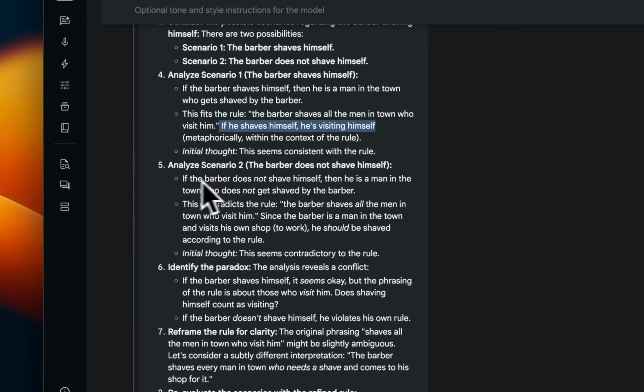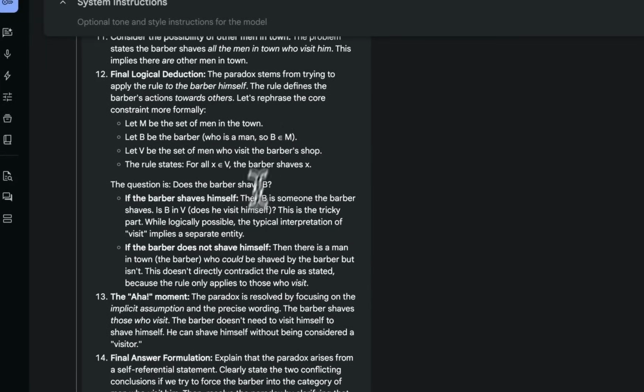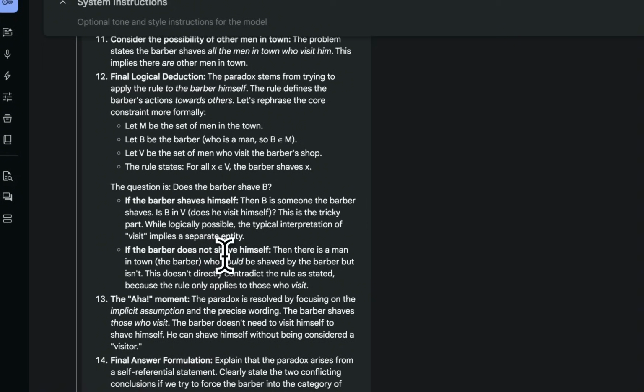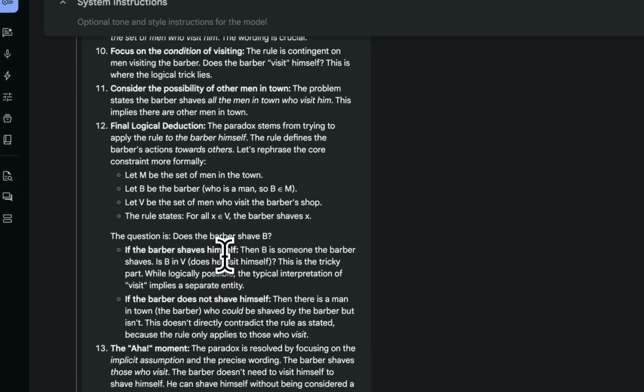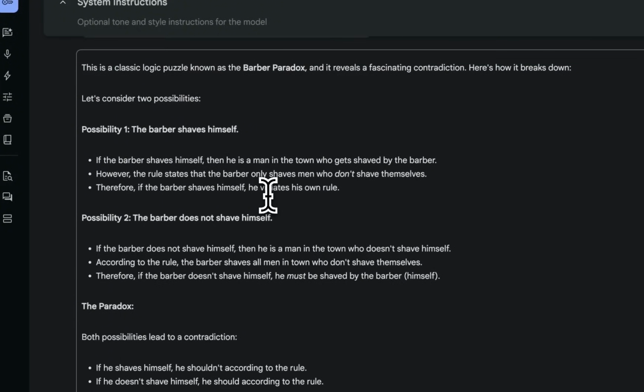Okay, but here it says if the barber doesn't shave himself, then he is not a man in the town who does not get shaved by the barber. So I think here is where it is confusing our given prompt with what it has seen in the training data. Looking at the thought process further, it seems like during the initial thought process or planning, it doesn't run into an issue with considering the original barber paradox. But for some reason, in the final output, I think it completely ignores its internal thought process and starts looking at the original barber paradox, which is very interesting.